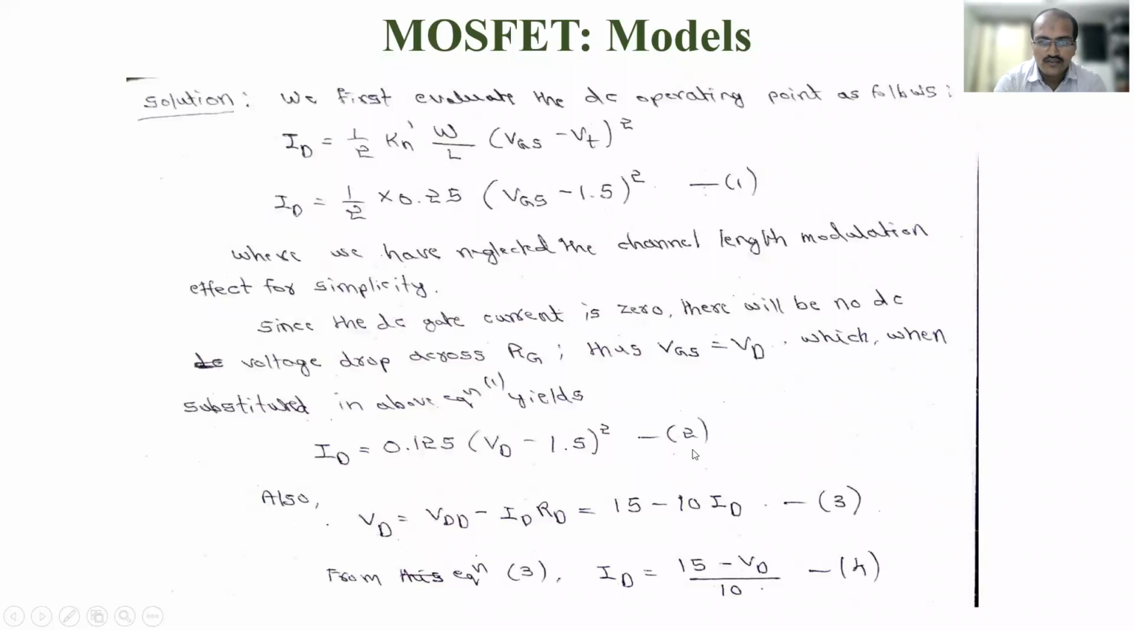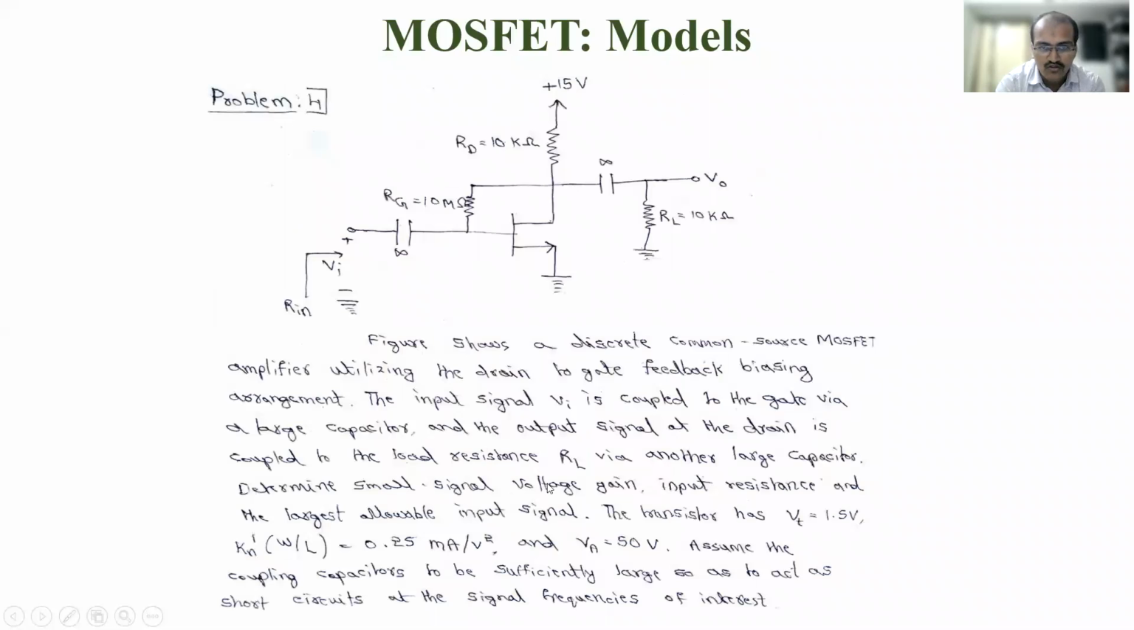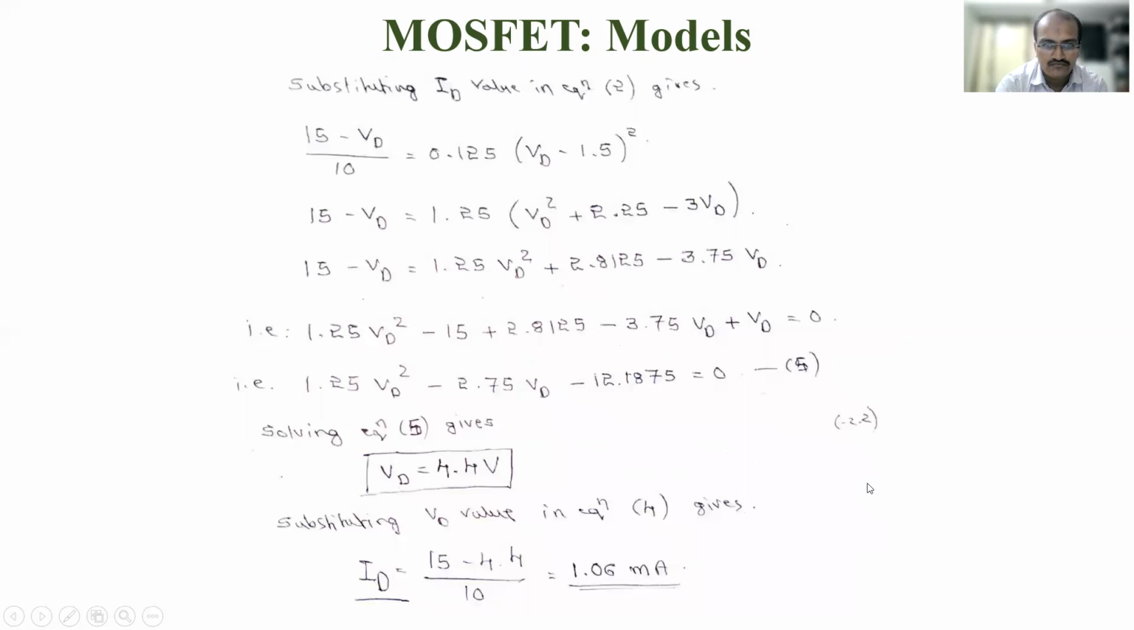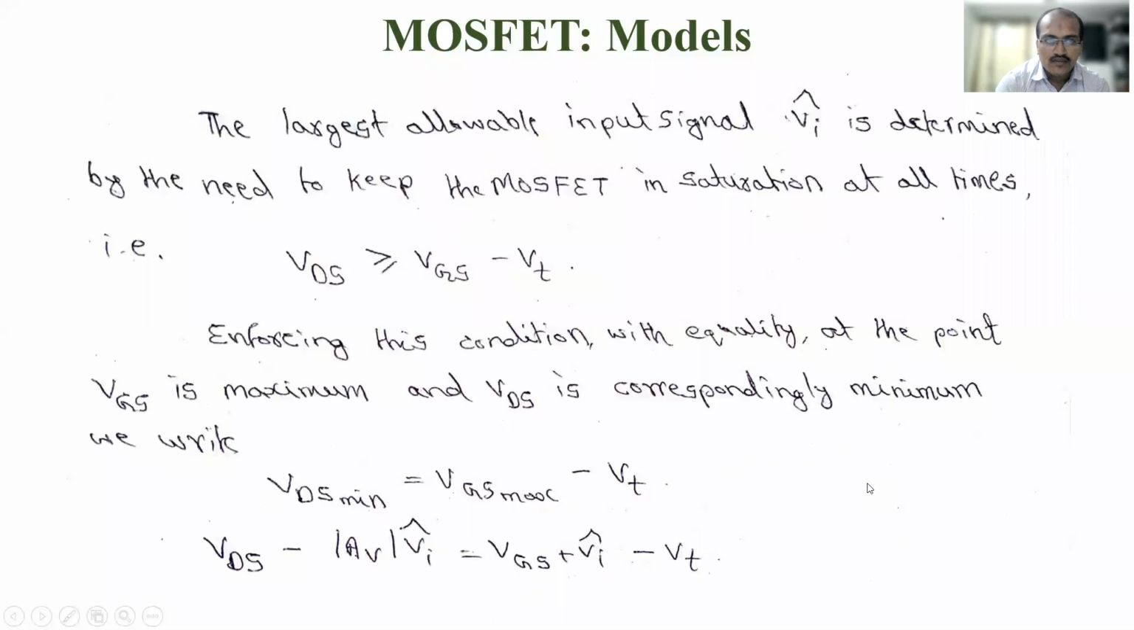Okay. So see here, we have calculated the small signal voltage gain AV, input resistance also calculated, and left out is the largest allowable input signal. So only that we have to calculate now. The largest allowable input signal, we'll name it as Vi dash, some small signal, is determined by the need to keep the MOSFET in saturation at all times. So what was the condition? That VDS should be much greater than VGS minus VT, enforcing this condition with equality at the point where VGS is maximum and VDS is correspondingly minimum.